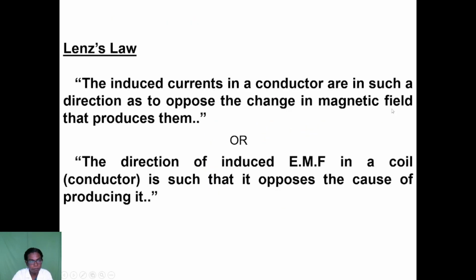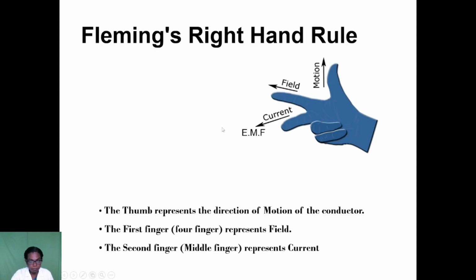Okay, Lenz's law. Lenz's law says the induced current in the conductor has a direction that opposes the change of magnetic field. So it changes to the opposite direction to produce the current.